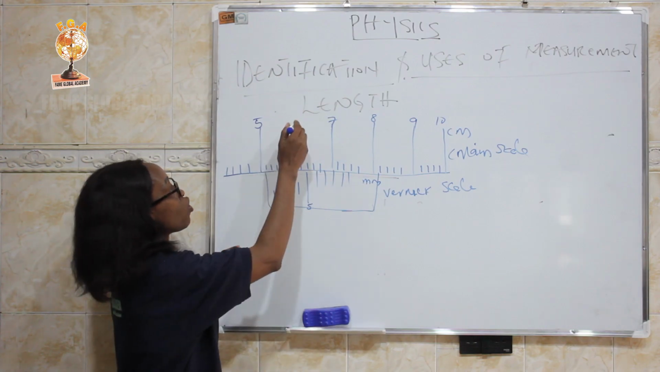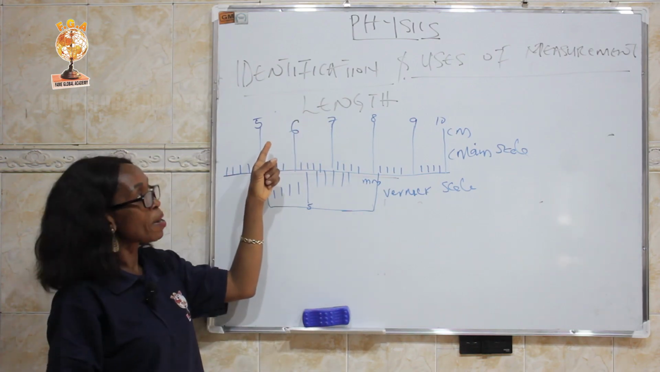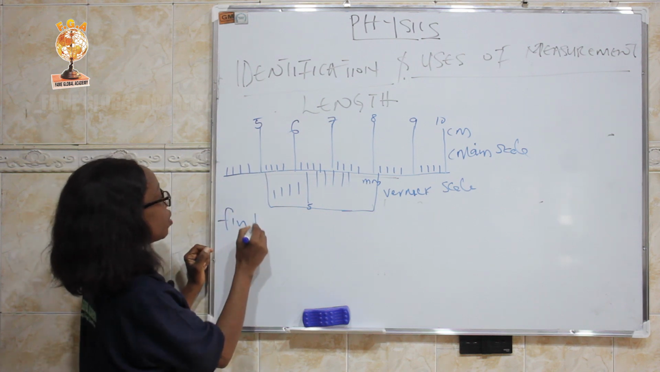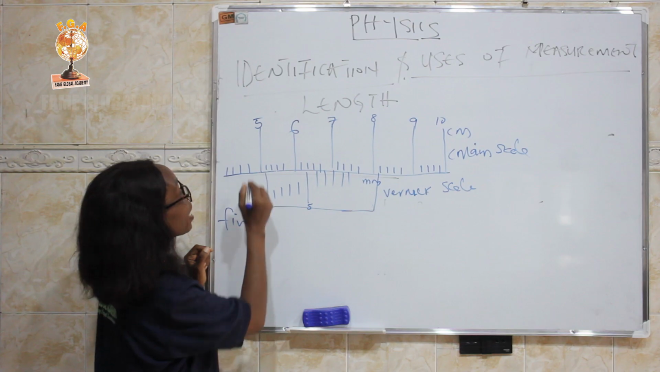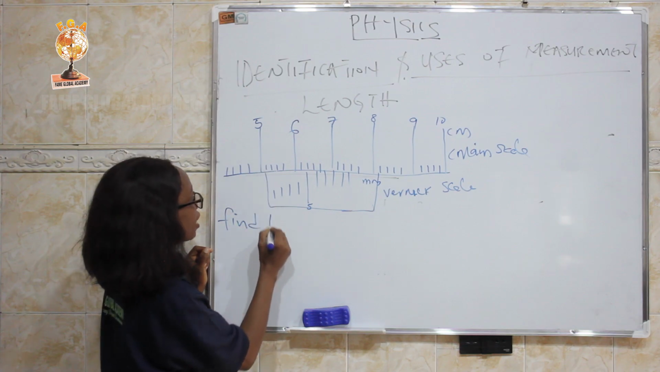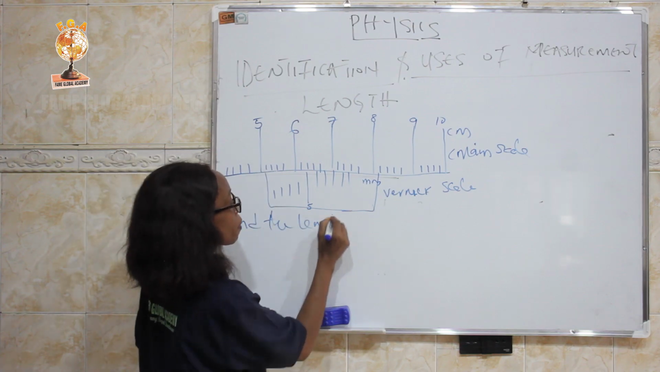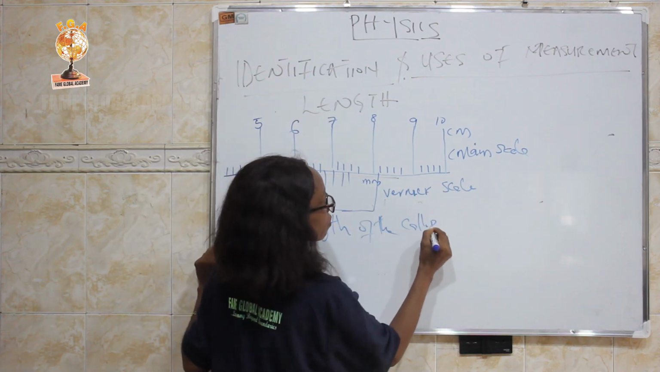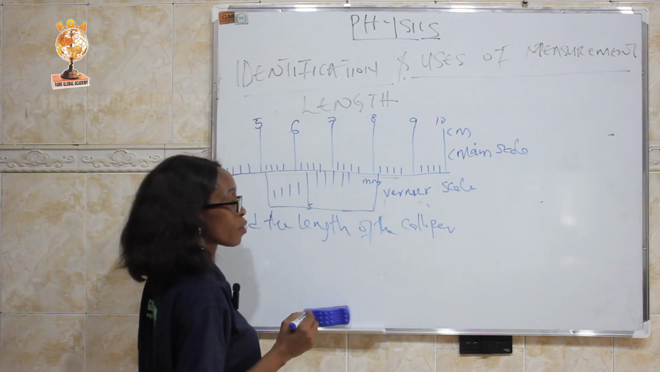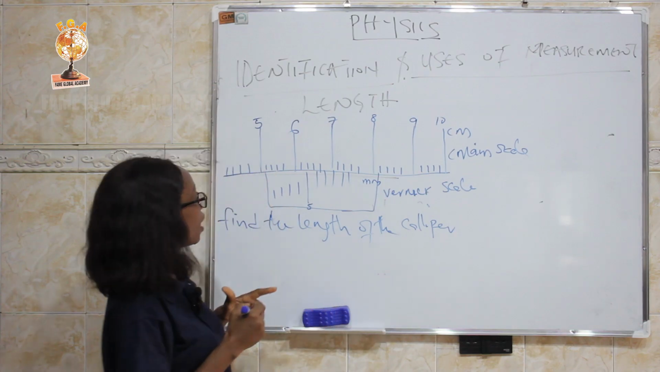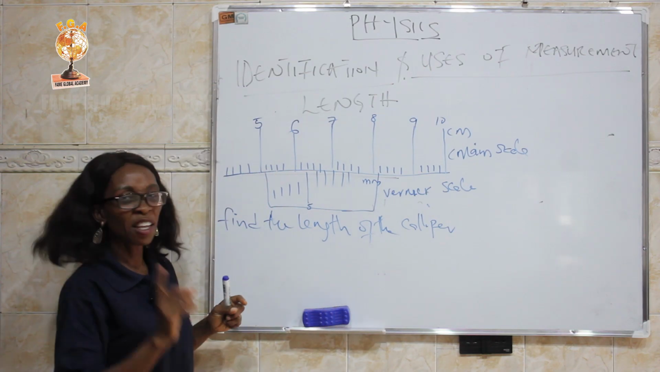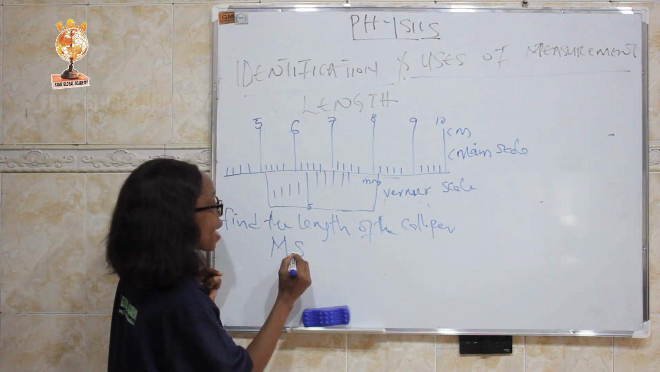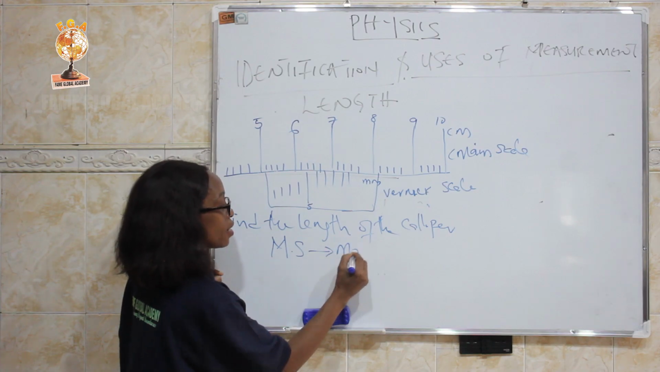So this is 6 for this question, and I have to find the caliper reading, or rather, find the length of the caliper. Find the length of the caliper. Now, the first thing I will do is the main scale. So when I say MS, it means what? Main scale.